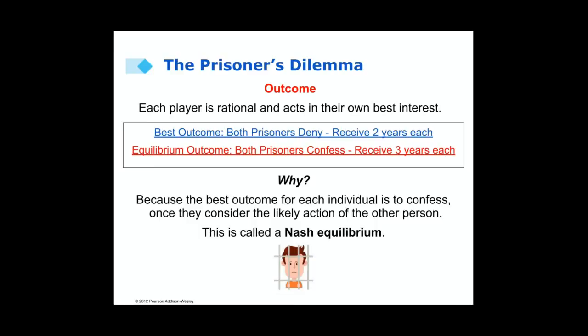Why is this the equilibrium outcome? Because the best outcome for each individual is to confess once they consider the likely action of the other person. This is called a Nash Equilibrium. It's named after the famous mathematician John Nash, who first described it. This is the Prisoner's Dilemma game. Game theory helps us understand the strategy and actions of interdependent players.